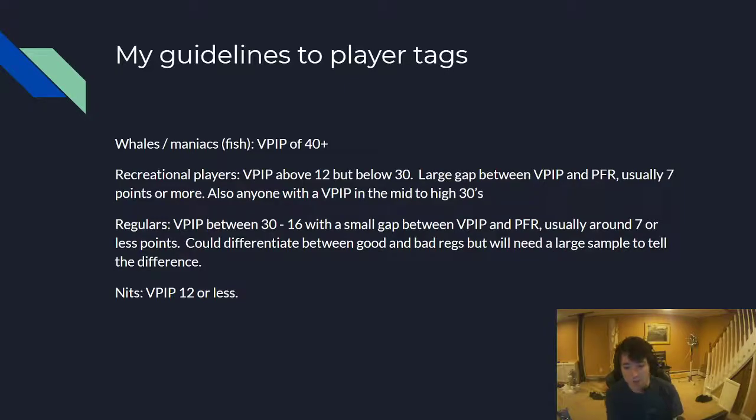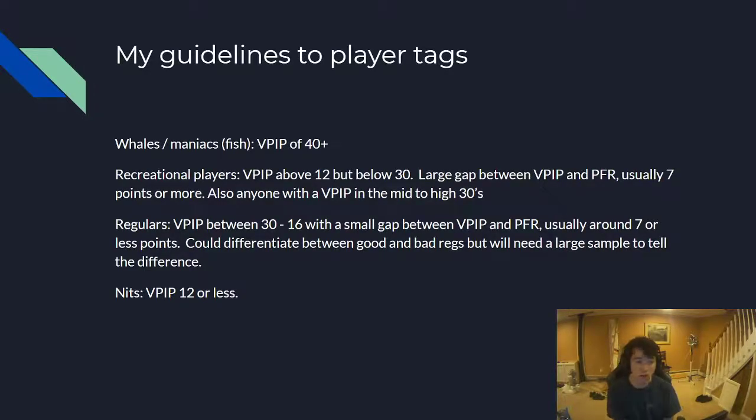So next we have the regulars. These are the players that we want to be avoiding when we can, and we want to be making sure that we are not getting situated against aggressive regulars directly to our left. So regulars are players that have VPIPs between 30 and 16 that only have a small gap between the VPIP and PFR, usually around 7 or fewer points. The best regulars have a gap of about 2 to 4 points between their VPIP and PFR.